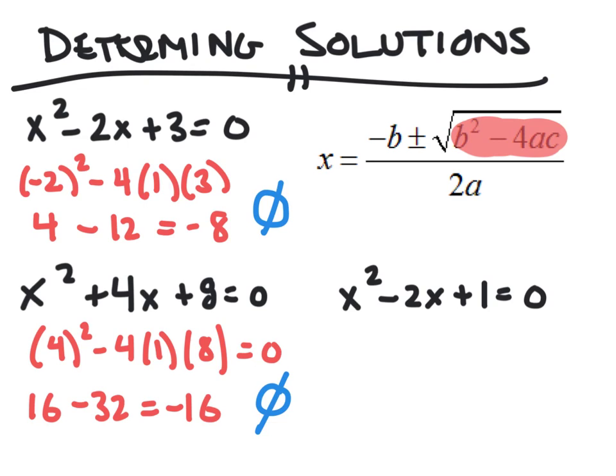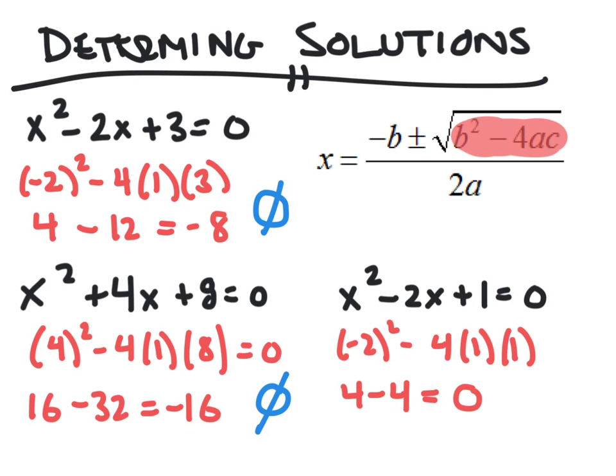Let's try this last one. b squared would be negative 4 squared minus 4ac. I get 4 minus 4, which comes out to be 0. 0 means I will expect one answer when I get that.